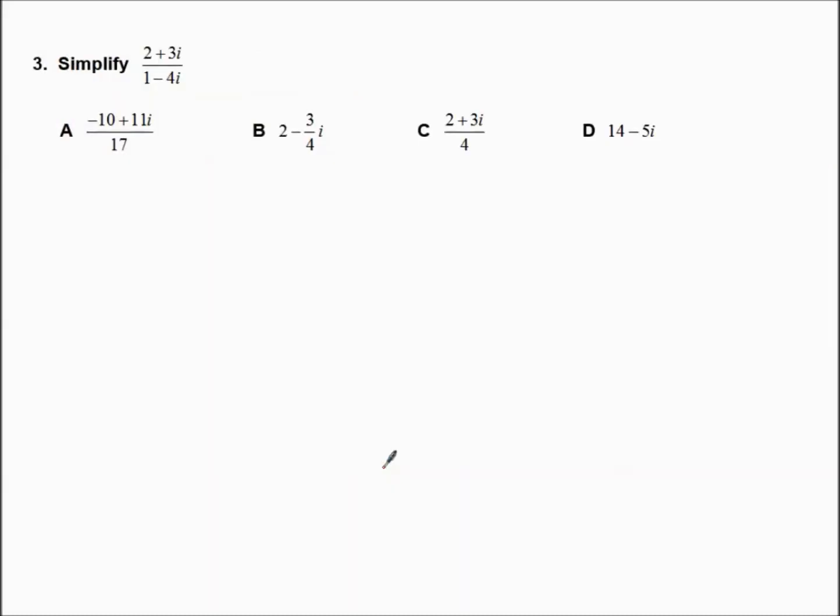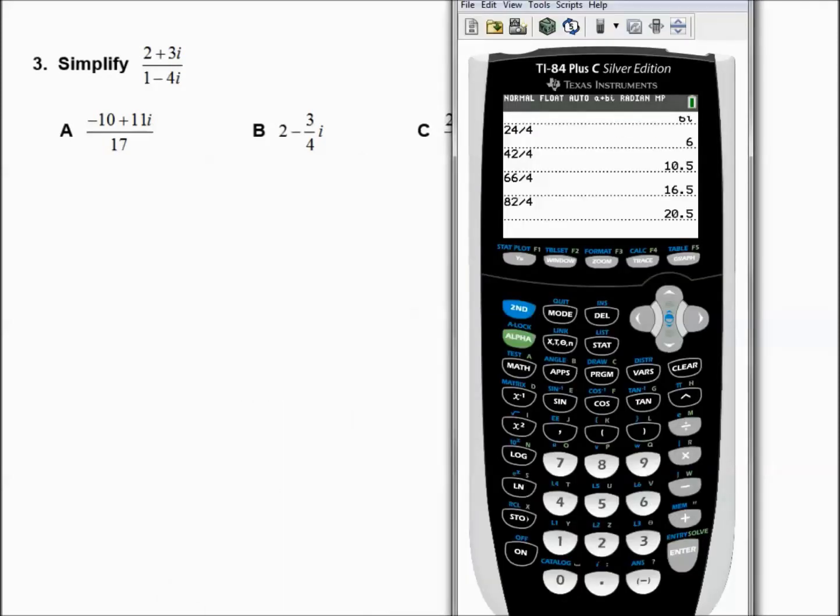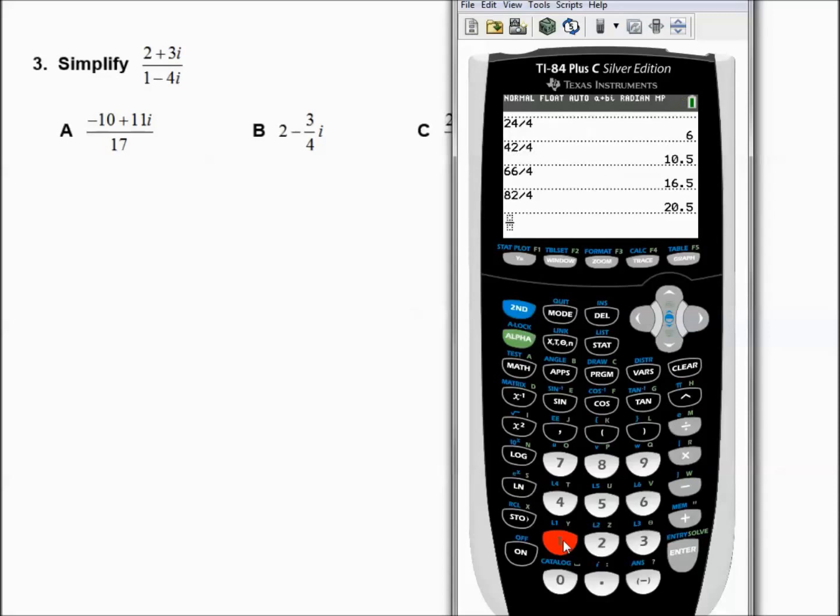Lastly, let's look at example 3. Simplify 2 plus 3i divided by 1 minus 4i. So you'd think that we could just plug this right into the calculator and see what happens. So let's do that. It is a fraction, so let's try that. We'll do alpha y equals number 1 to pull up our fraction button.